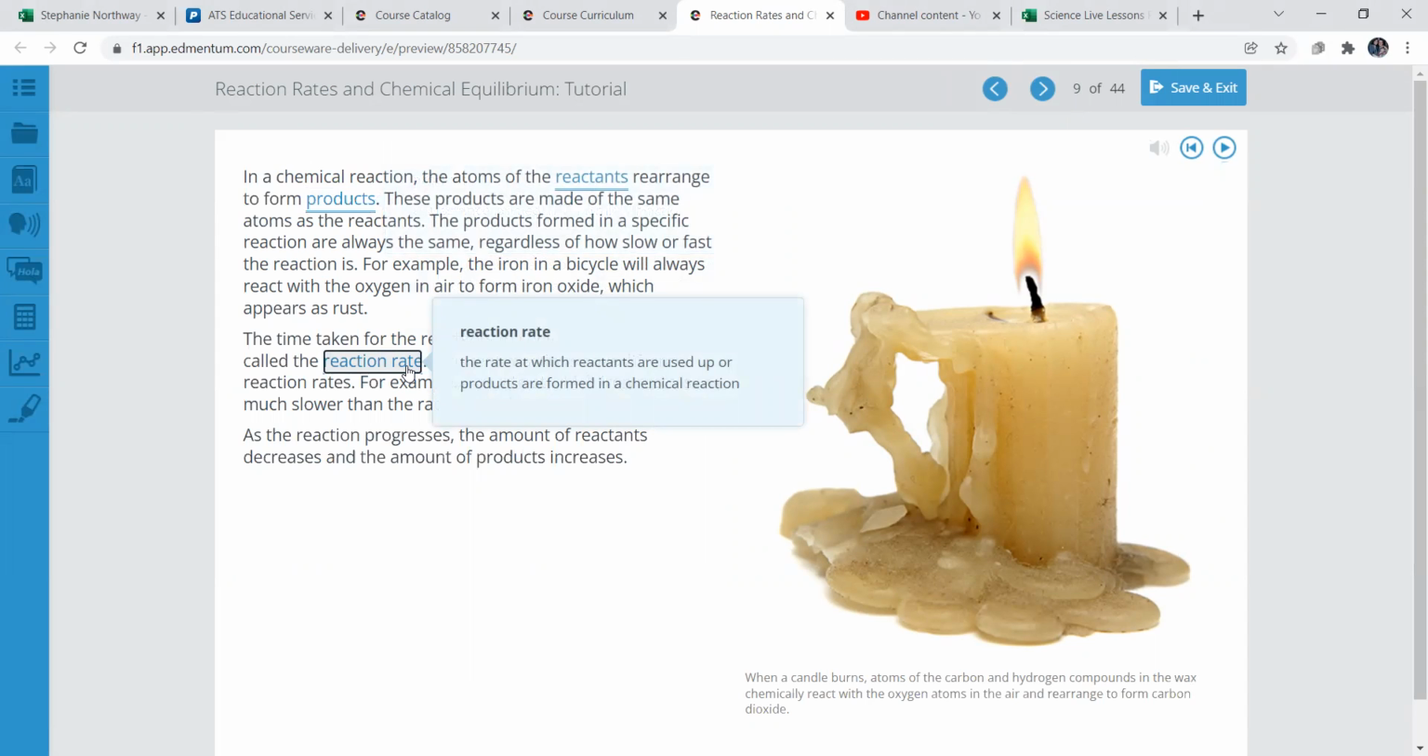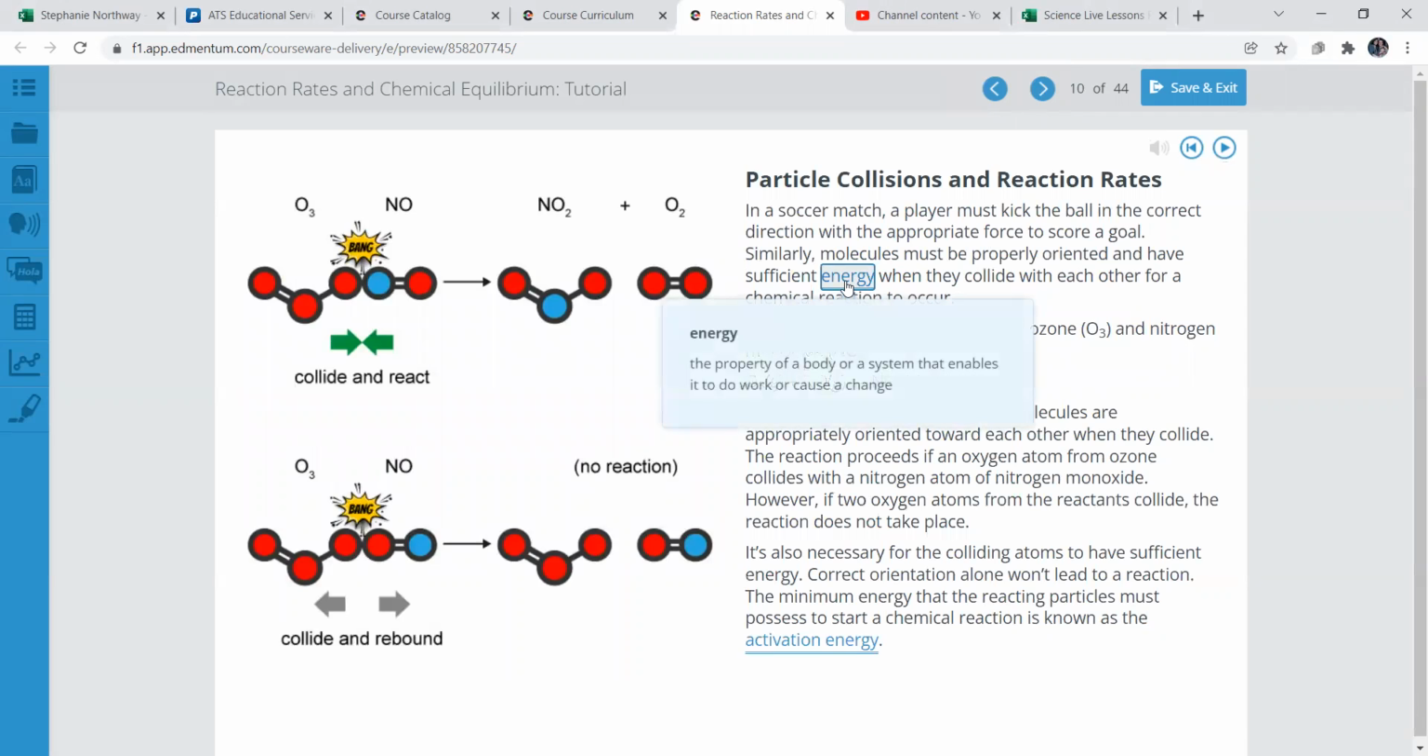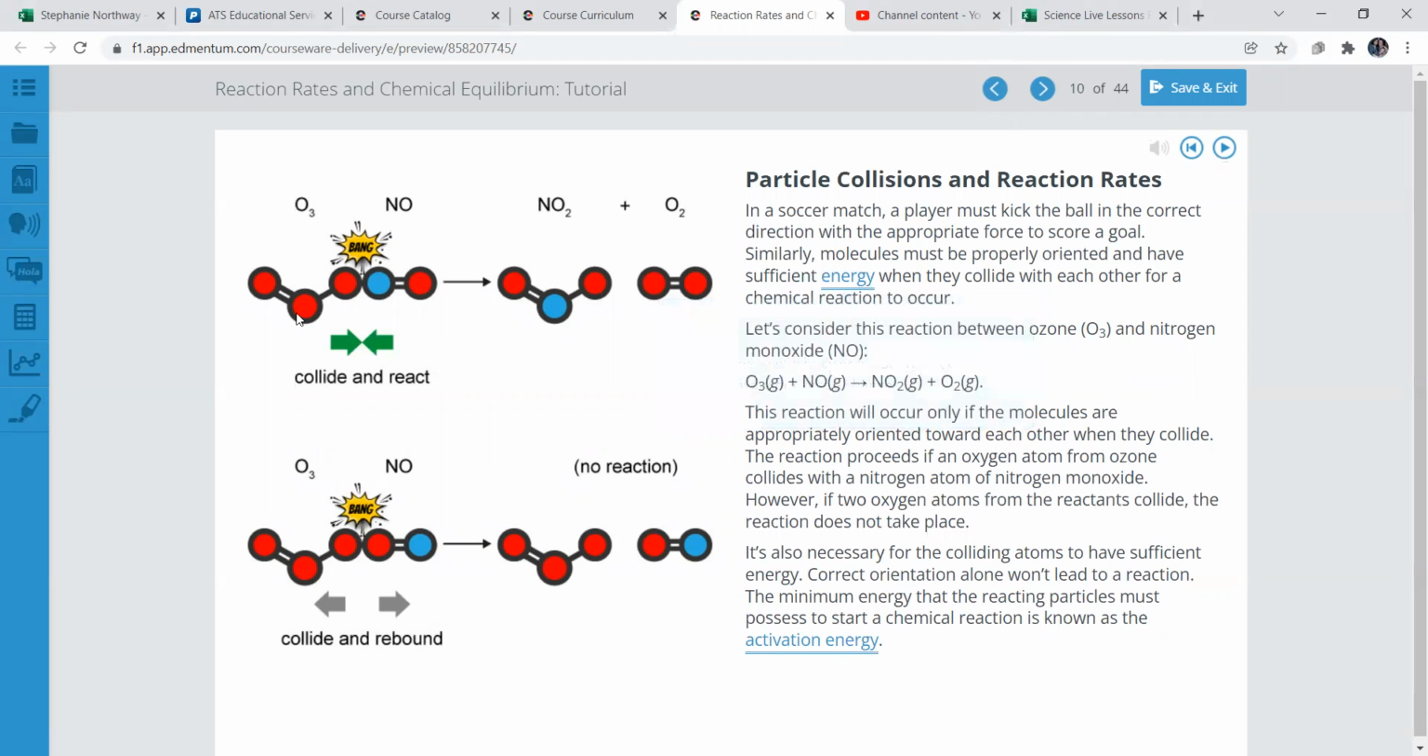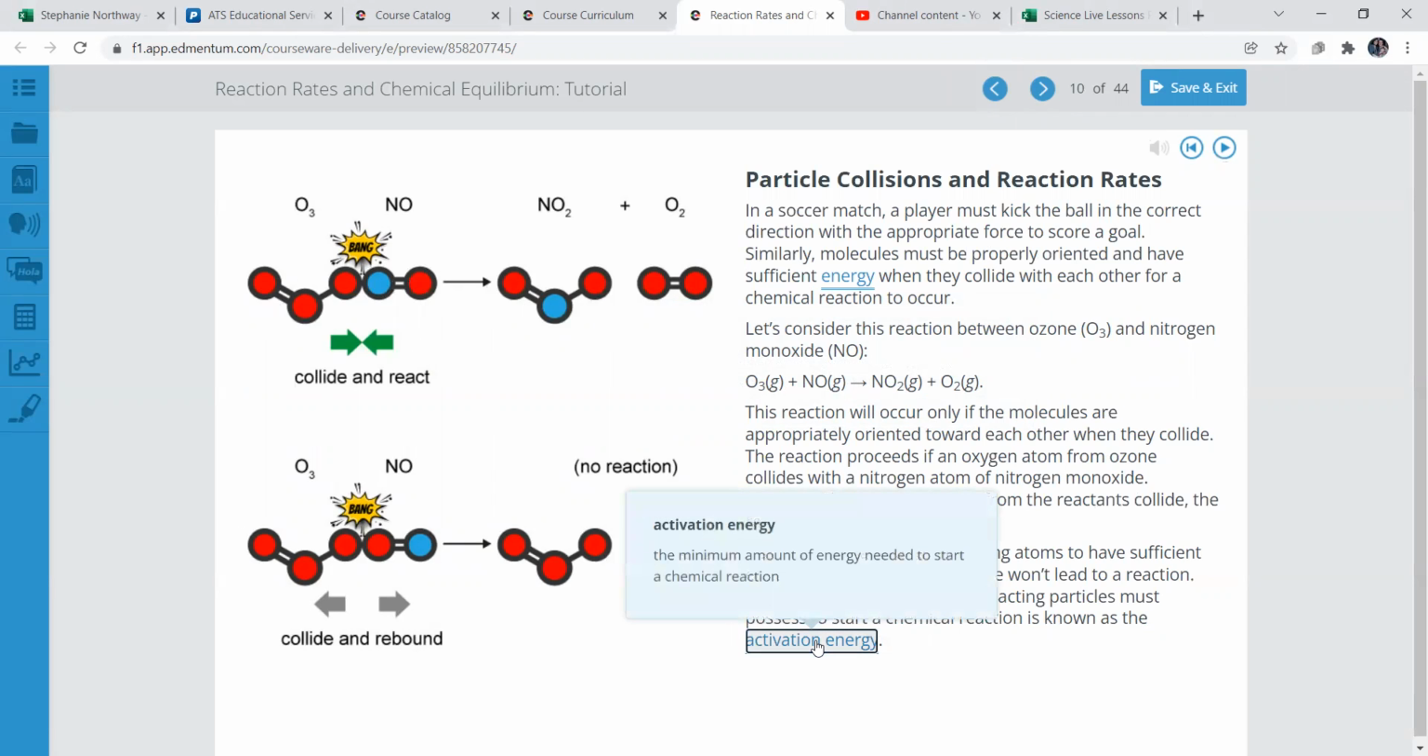Reaction rate, the rate at which the reactants are used up or products are formed in a chemical reaction. Energy, the property of a body or system that enables it to do work or cause change. Okay, so energy here. As you can see, what is going on with the reaction? Activation energy, the minimum amount of energy needed to start a chemical reaction. So what is needed to start a chemical reaction, basically?